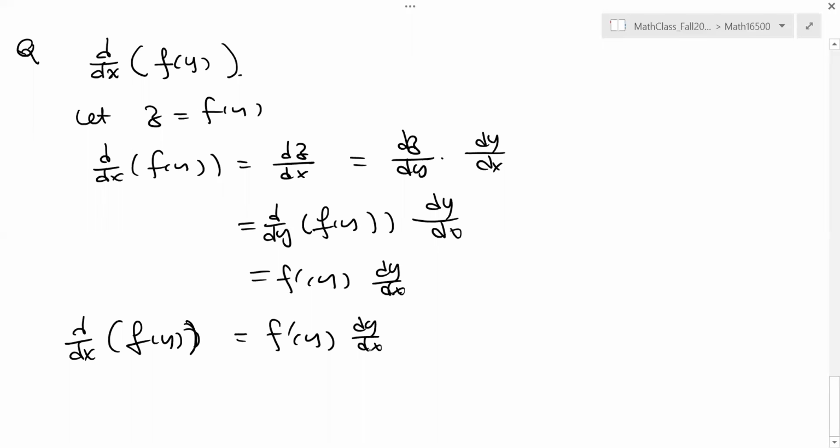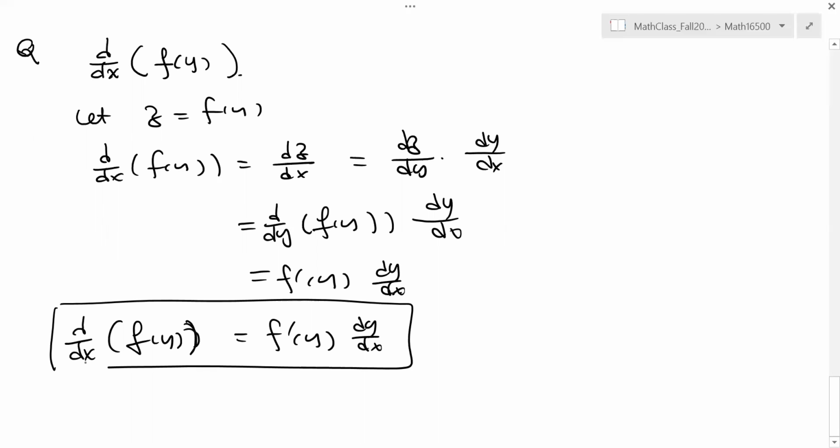Okay, got it? So now we have the following: it's going to be f prime of y times dy over dx. In other words, if you see a function in this form, you differentiate with respect to the y variable first. Then you have to differentiate what's inside. So this is a nice formula.